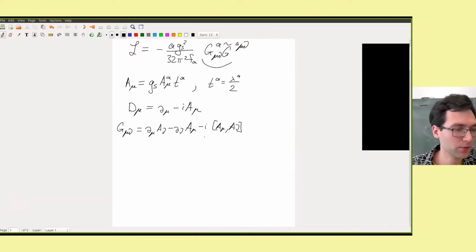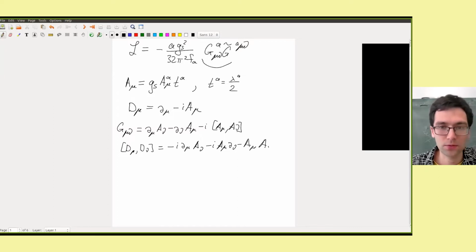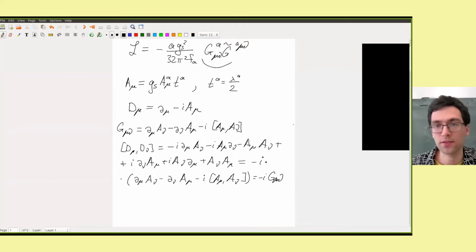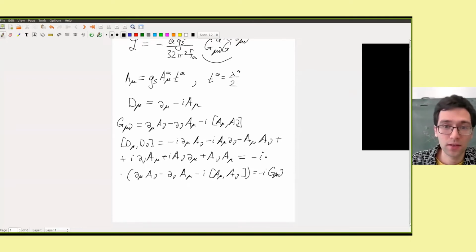It contains the self-interaction parts of gluons, and then we can check the commutator of D_mu and D_nu, which is d_mu minus i A_mu, d_nu minus i A_nu. I just put this here and expand, and after some algebra we see that it is just minus i times (d_mu A_nu minus d_nu A_mu minus i [A_mu, A_nu]). These are quite basic facts, but this is minus i times G_mu nu, the field strength tensor. So the commutator of the covariant derivatives equals the field strength tensor.